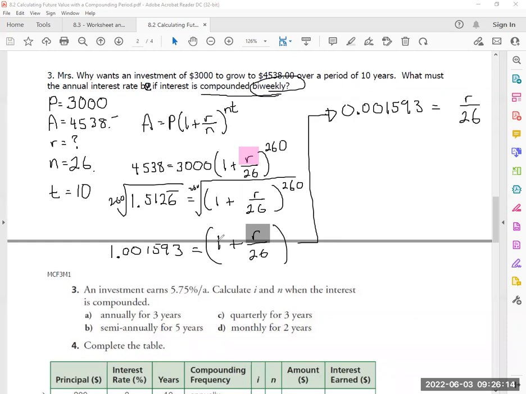Now, to get R all alone, I need to get rid of the division by 26. I will multiply both sides by 26. It gives me R as 0.0411418. And so typically we can round. R is going to be about 4.14%.